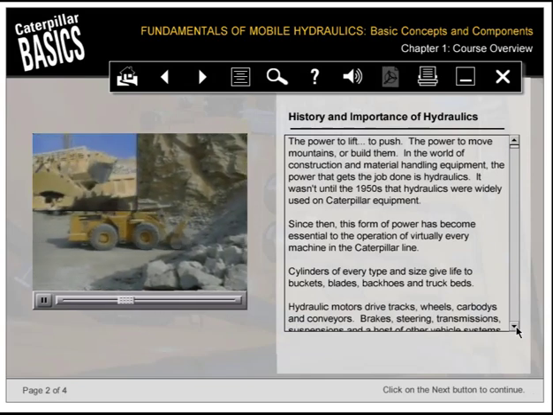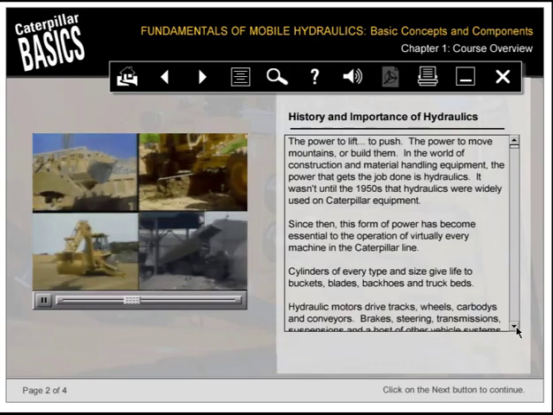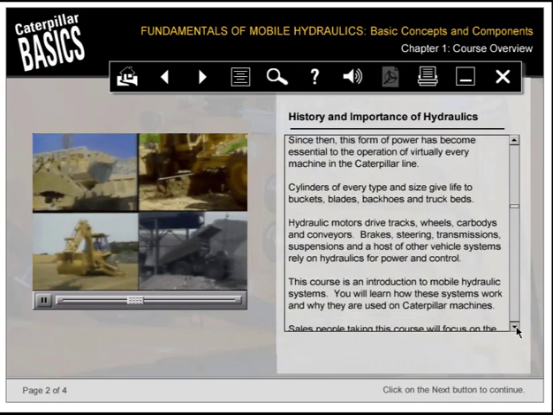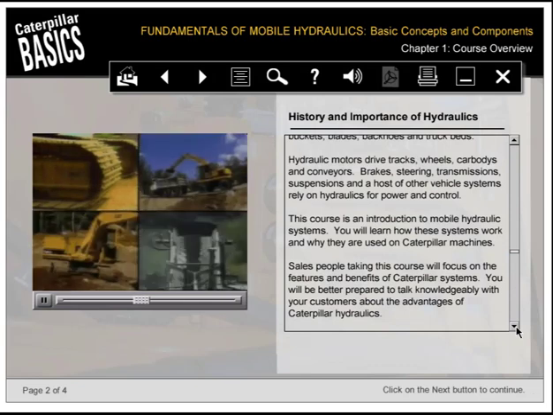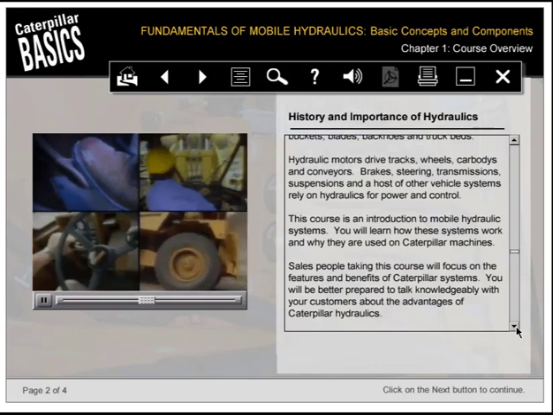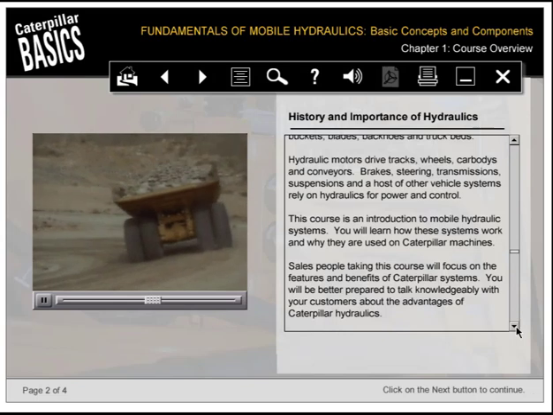Cylinders of every type and size give life to buckets, blades, backhoes, and truck beds. Hydraulic motors drive tracks, wheels, car bodies, and conveyors. Brakes, steering, transmissions, suspensions, and a host of other vehicle systems rely on hydraulics for power and control.